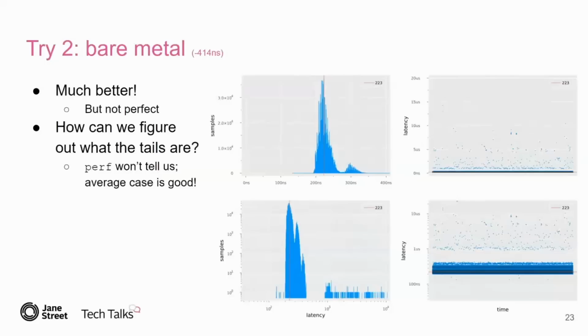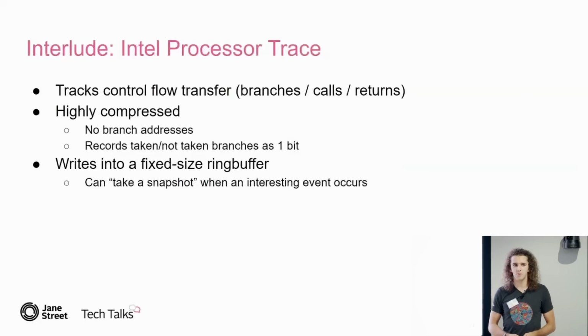This, of course, also mirrors what a lot of our trading systems look like. They spin waiting on market data to arrive, and only infrequently do they do something interesting, and we only really care about what they did in that rare, interesting case. So where do we go from here if perf doesn't help us? Well, turns out we're not the only people to have had this issue, and Intel, in processors after Broadwell, so that's at least 10 years ago now, has this feature called Intel Processor Trace.